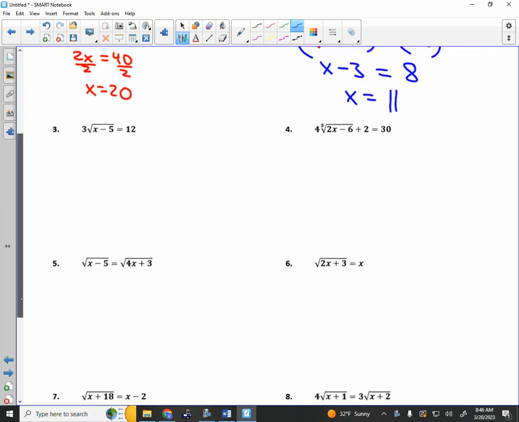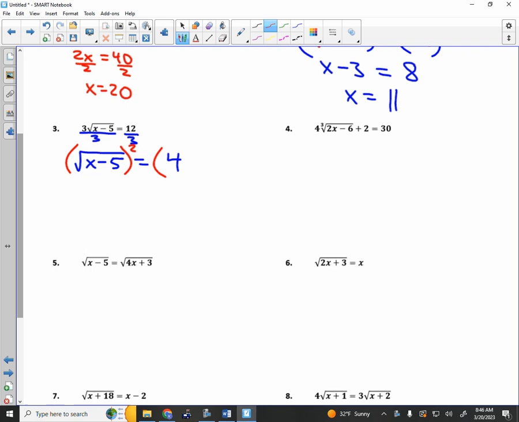All right. Number 3, I'm back to a square root. What should I do first? I first divide by 3. Notice how it's 3 times out front. You want there to be just the square root or the cubed root. So I divide both sides by 3. And I get the square root of x minus 5 is equal to 4. Now that I have just the square root, I can square both sides. And I get x minus 5 is equal to 16. Add the 5, I get x is 21.